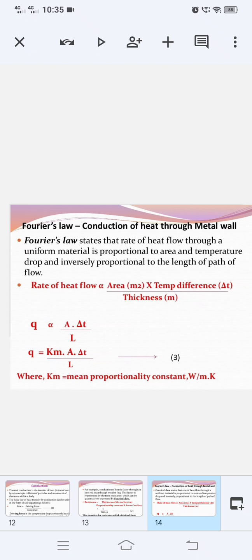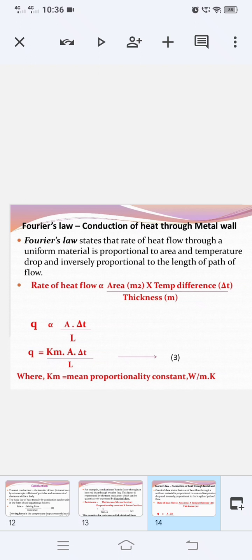Now what is Fourier's law? It is the conduction of heat through a metal wall. This law states that the rate of heat transfer through a material is proportional to the negative gradient of the temperature and to the area normal to the direction of heat flow. In simple words, Fourier's law says the rate of heat flow through a uniform material is directly proportional to the area and temperature gradient or temperature drop, and inversely proportional to the length of the path of the flow. Length of path of flow is the thickness.